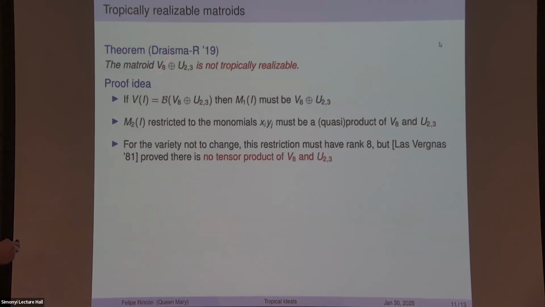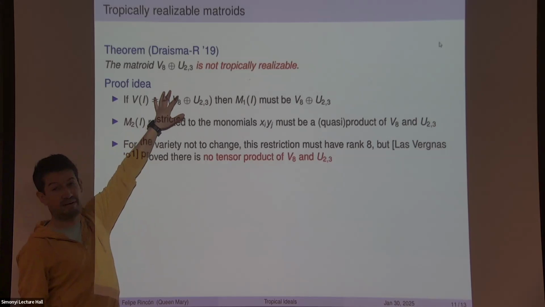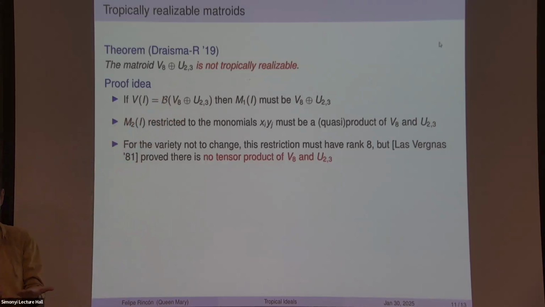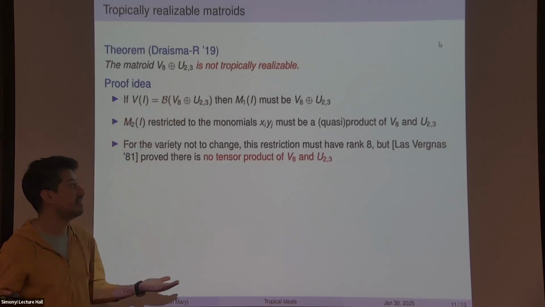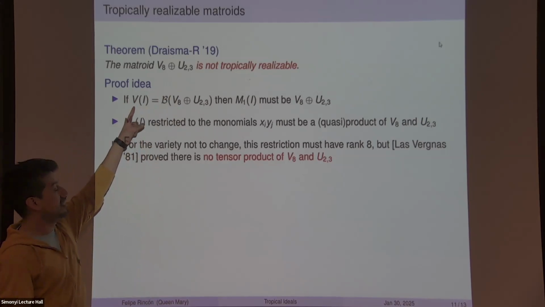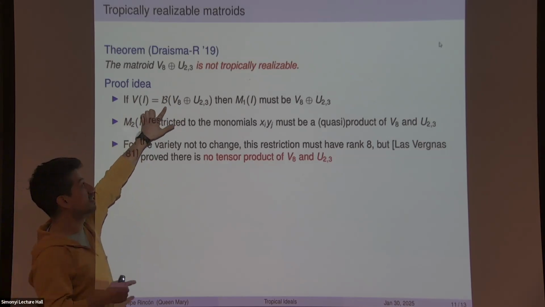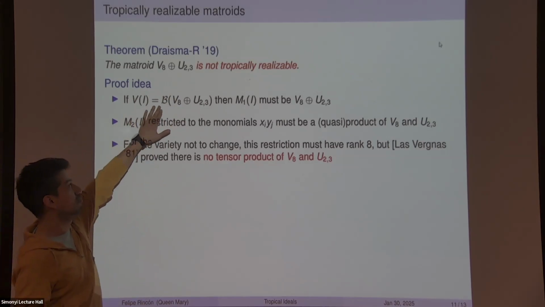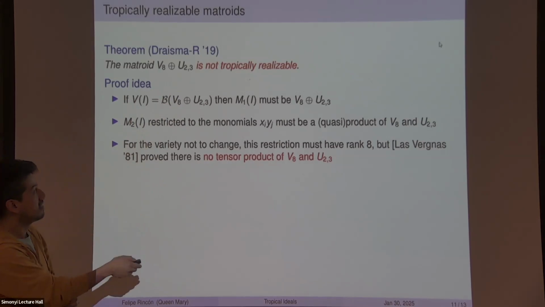So why is it that the Vamos matrix times U23 is not tropically realizable? Well, assume it was. Assume you had a tropical ideal, one of these sequences of matrices, where the variety is the Bergman fan of the Vamos matrix times U23. Well, this is a matrix on 11 elements, right? 8 plus 3. So it would be an ideal on 11 variables. And the fact that the variety gives you the Bergman fan with multiplicity one on the maximal cones. So that's part of what I'm assuming here, that the multiplicities have to be 1.